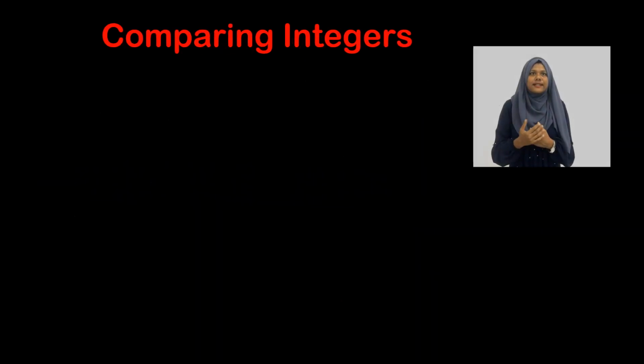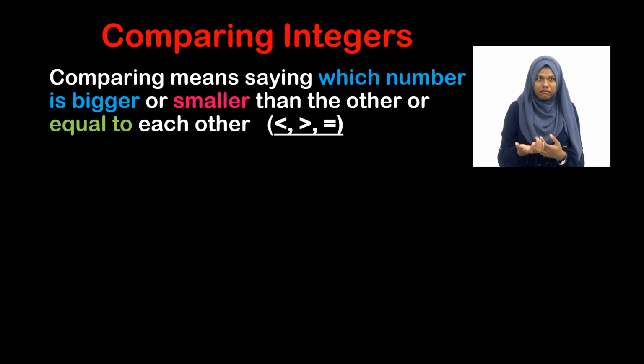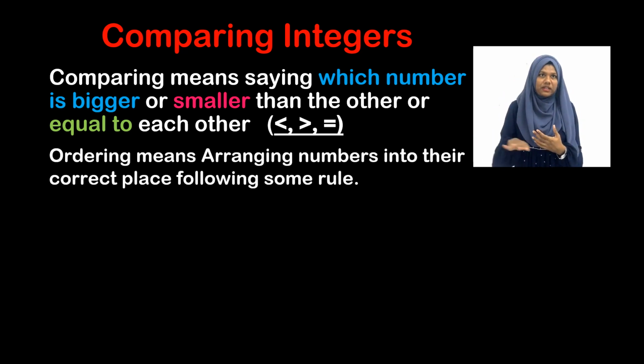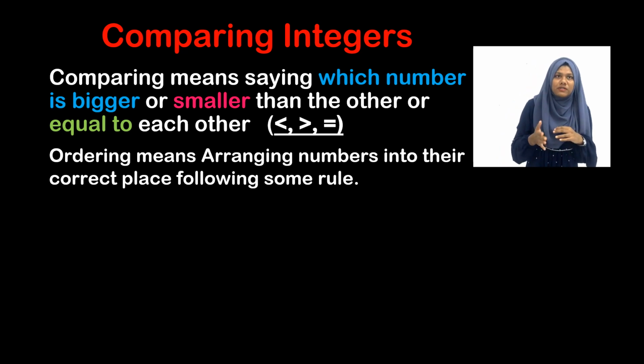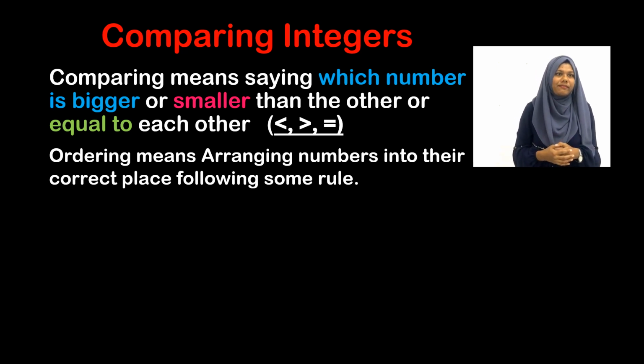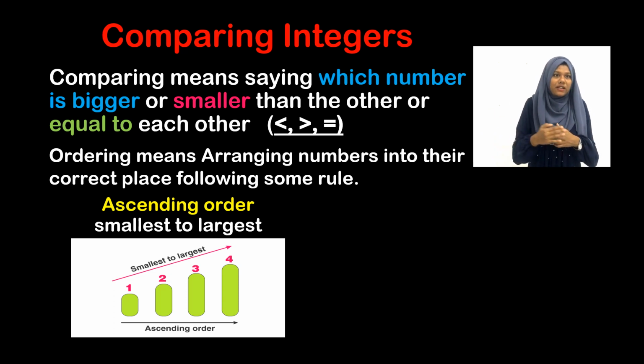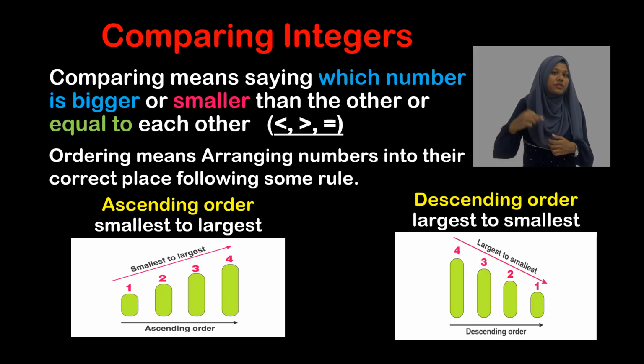Alright, let's learn how to compare and order integers. In maths, comparing means saying which number is bigger and which number is smaller than the other, or equal to each other. Ordering means arranging numbers into their correct place following some rule. And in ordering integers, you must know what ascending and descending order are. Ascending order means arranging from the smallest to the largest, and descending order is largest to smallest.